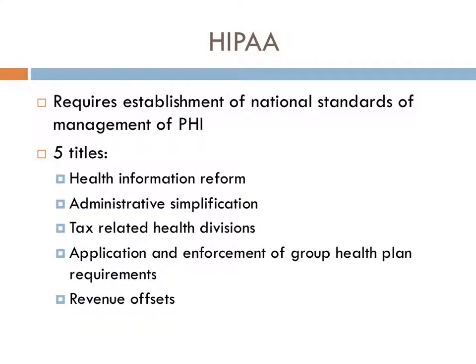As we all know, HIPAA is probably the most important set of standards we need to live by as a working professional in the imaging world. Along with requiring that health information be kept confidential, it also requires the establishment of national standards of management of protected health information. HIPAA is comprised of 5 main titles or sections. They are Health Information Reform, Administrative Simplifications, Tax-Related Health Divisions, Application and Enforcement of Group Health Plan Requirements, and Revenue Offsets. We will be diving into Title II a little bit in this chapter, which is Administrative Simplifications.